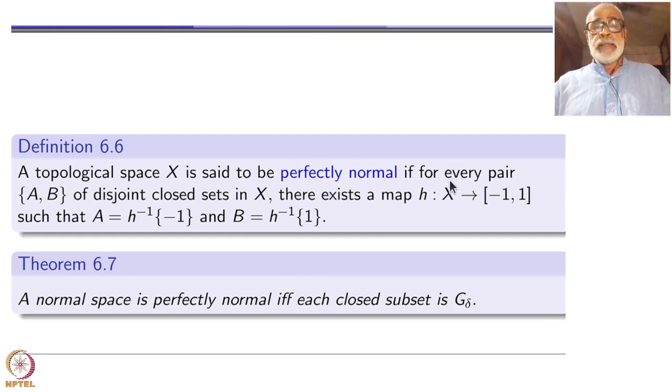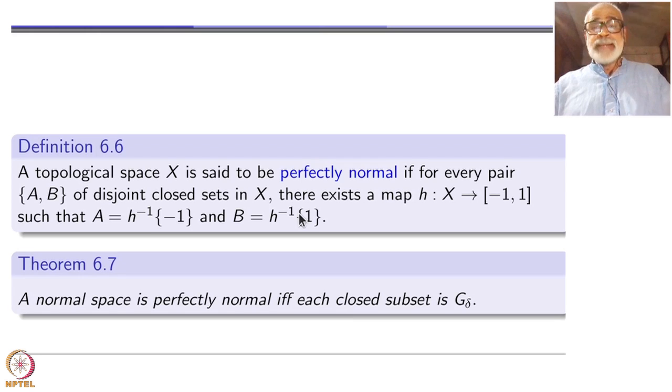A topological space X is said to be perfectly normal if for every pair A, B of disjoint closed sets inside X, there exists a map h from X to [-1, 1] such that A is the precise inverse image of -1 and B is the precise inverse image of 1. I have said A, B disjoint closed subsets. If one of them is empty, it doesn't make sense, so both of them should be non-empty also. That is assumed when you are talking about normality and so on.